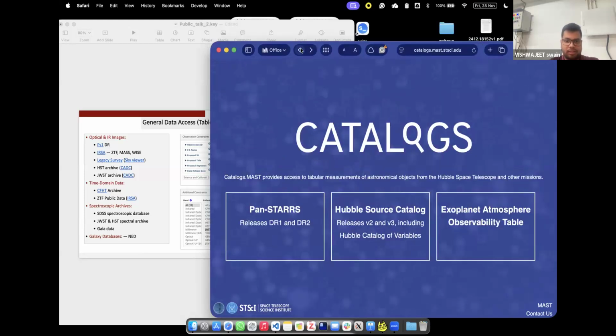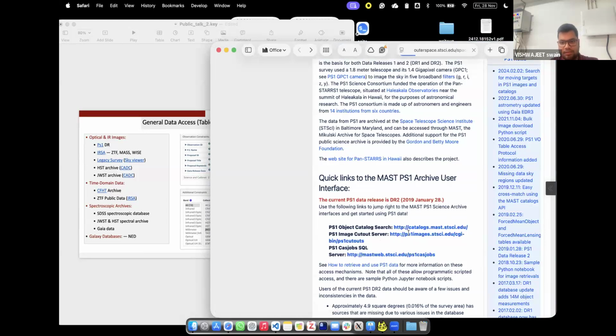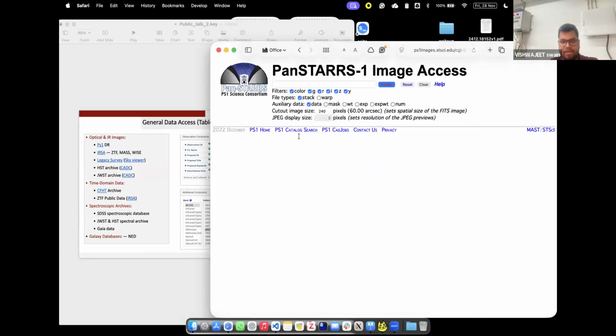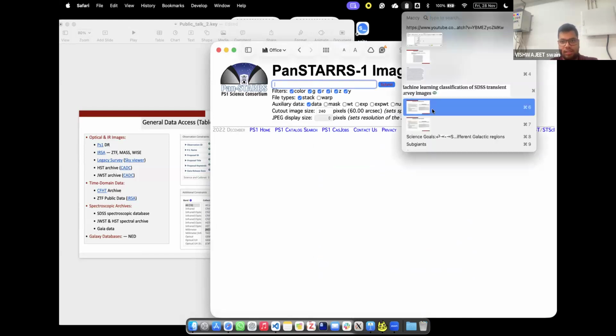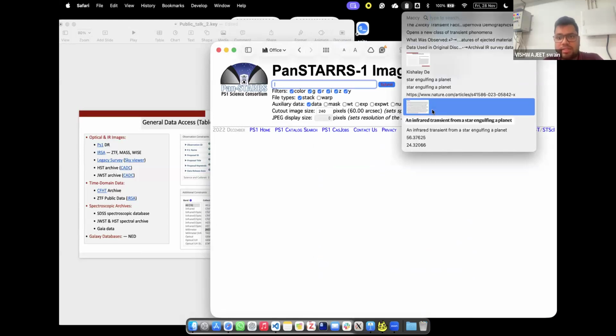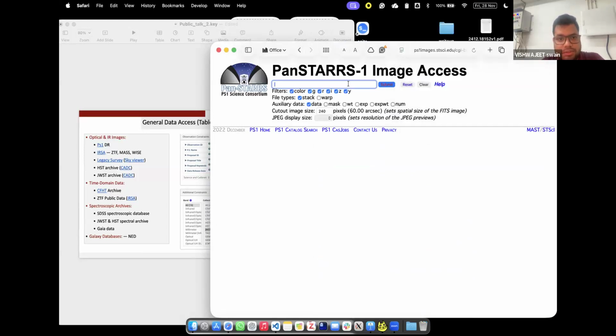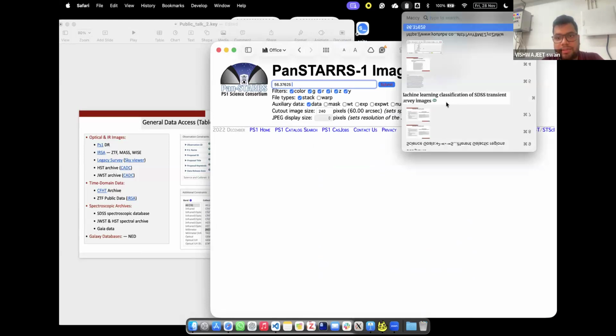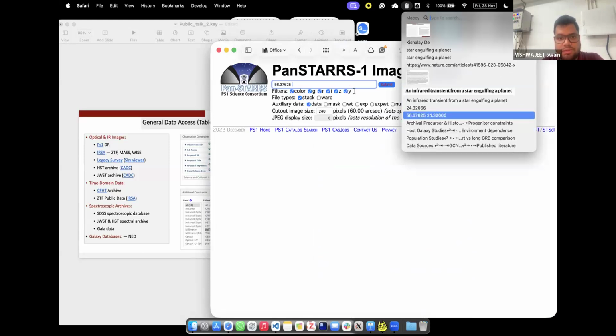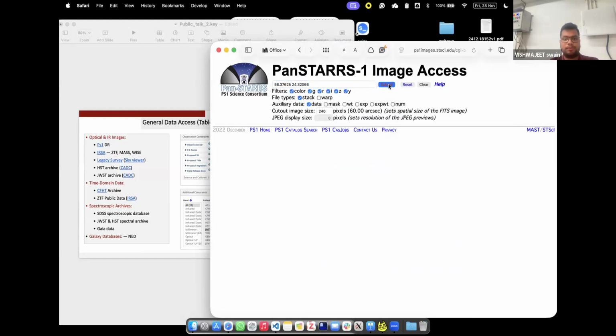Okay, and then let's go to the image service. So this is something where we can put the RA Dec and then get some of the images. Let me put something like it is.